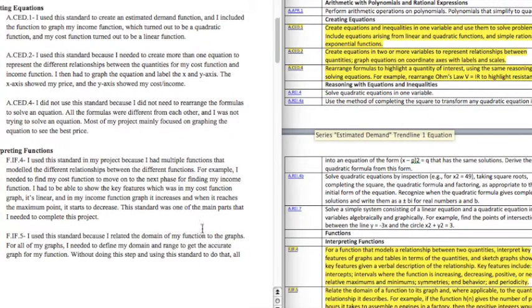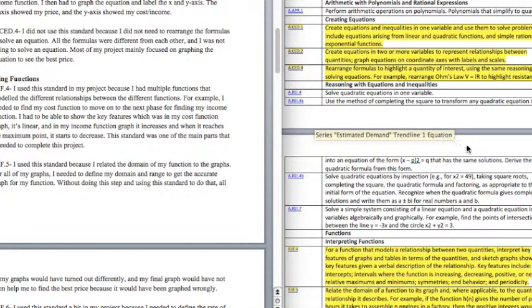Then we have A-CED 4. So we have to rearrange formulas to highlight a quantity of interest using the same reasoning as in solving equations. So an example would be rearrange Ohm's law V equals IR to highlight resistance R. So I didn't use this standard because I didn't need to rearrange the formulas to solve an equation. I did need to kind of rearrange the formula, but I didn't need it to solve something else. It was mostly to just graph it on Desmos, and all the formulas were different from each other.